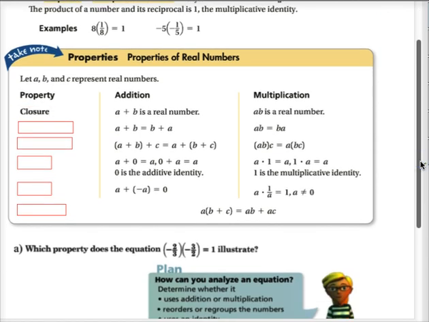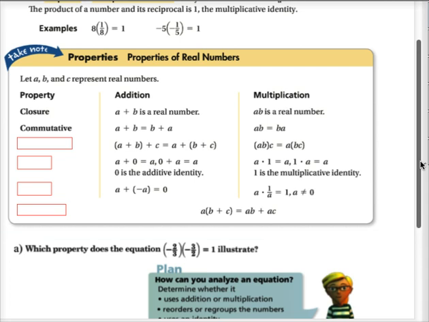The closure property. All the closure property means is if A is a real number and B is a real number, then A plus B is a real number and A times B is a real number, okay? That's called the closure, that the two numbers you start with are in the same set as the answer. So again, if you start with real numbers, you end with real numbers.